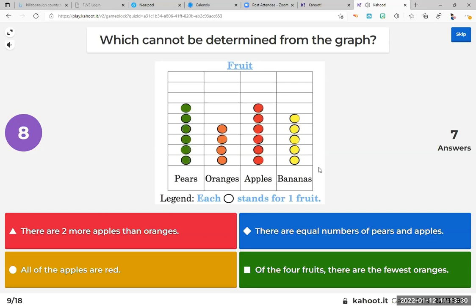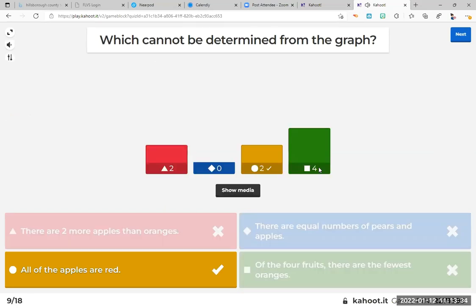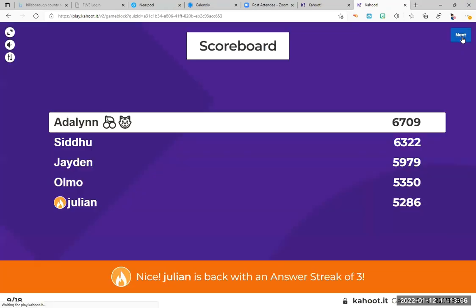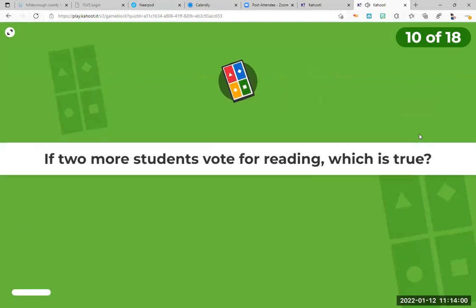That's a tricky question. Data in a chart is working with numbers. You can't tell exactly all the colors and the numbers at the same time in this chart. So the correct answer actually was, you can't tell that all the apples are exactly red. Maybe there was a mix of apples, but you could tell all the other answers based on the data and numbers that were there in the chart. Woo, that was tricky. Tricky, made you thinky.